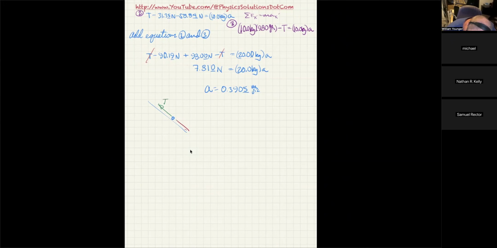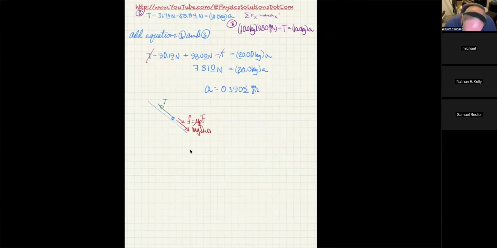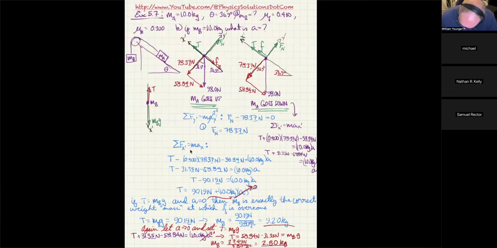So this should have been mg sine theta. But in addition to that, there should have been the friction force, which is mu static in this case times the, that's what it was. The mu static. I think I used the coefficient of friction. Yep, that's exactly what I used, the coefficient of friction from the previous one. So the 31.35 newtons was the friction force. That's not right. So that's why it came up too large of a force.